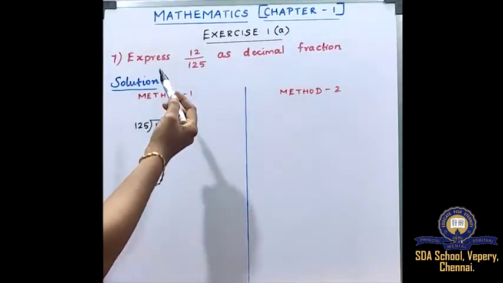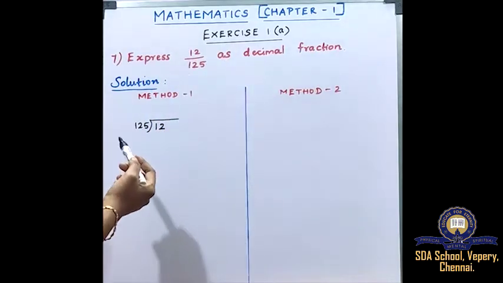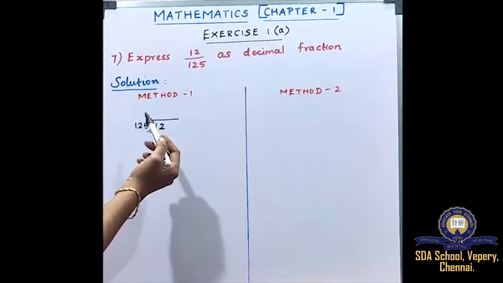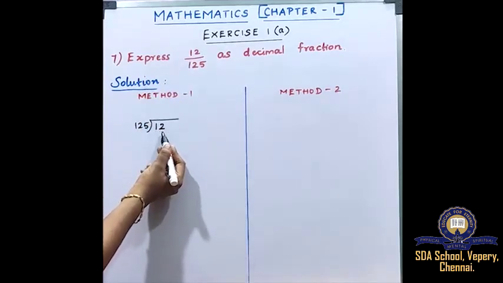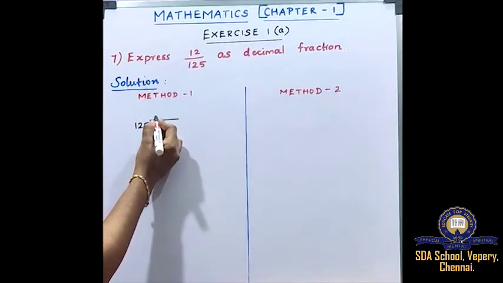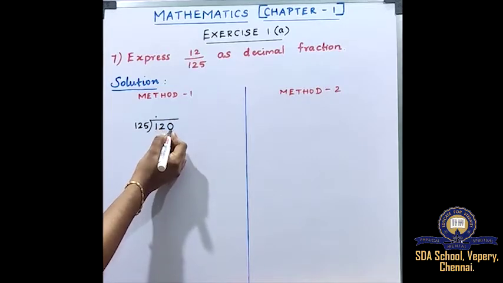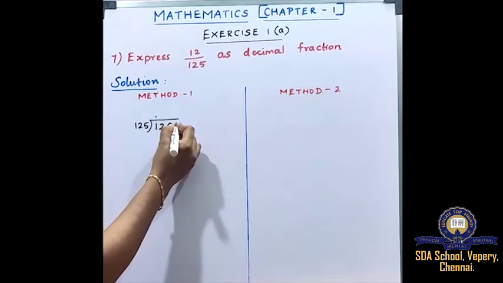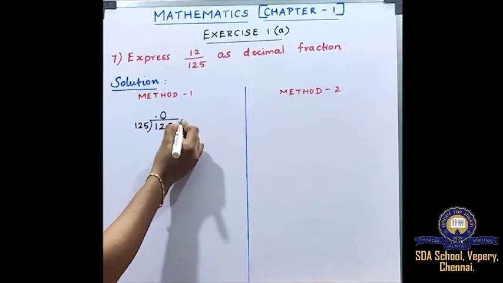The 7th sum is: express 12 by 125 as a decimal fraction. We are going to see 2 methods on how to solve this sum. The first method is general division. 12 divided by 125. Since we have only 2 terms here, we place one decimal point and add a 0. Now again 120 is smaller than 125, so you need to add one more 0.